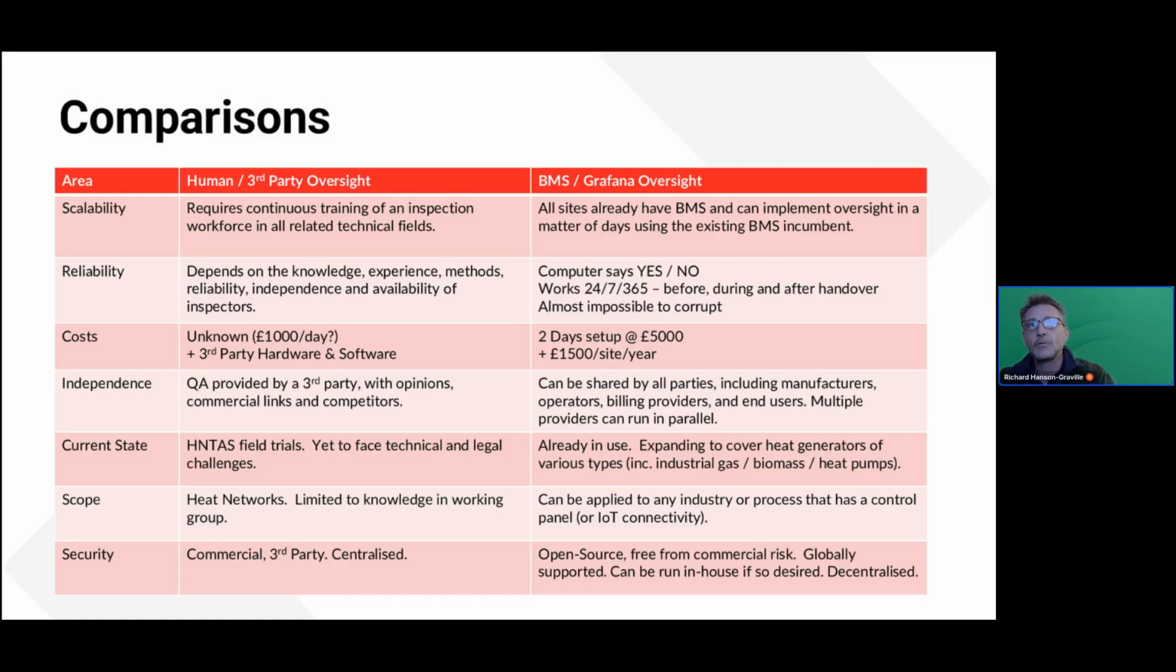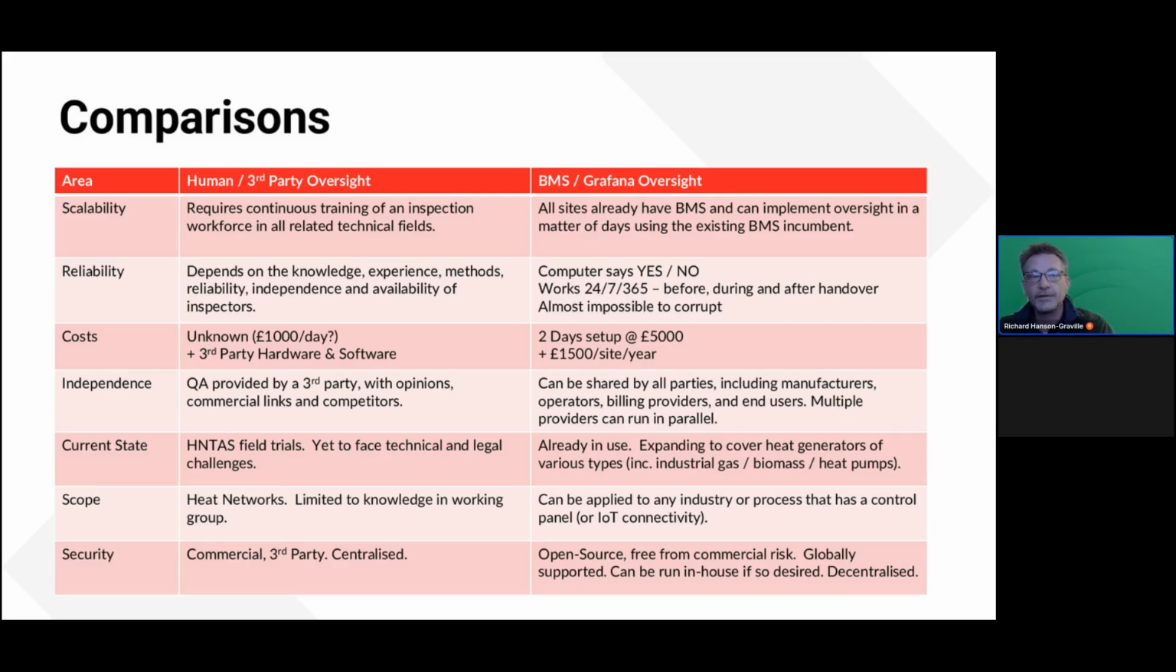It doesn't apply to the design stages, and you do obviously need a certain level of acceptance testing. The short things really, BMS it's a computer saying yes and no. There's very little human error, very quick to set up. It can be shared by all parties, run on top of all manufacturer systems.